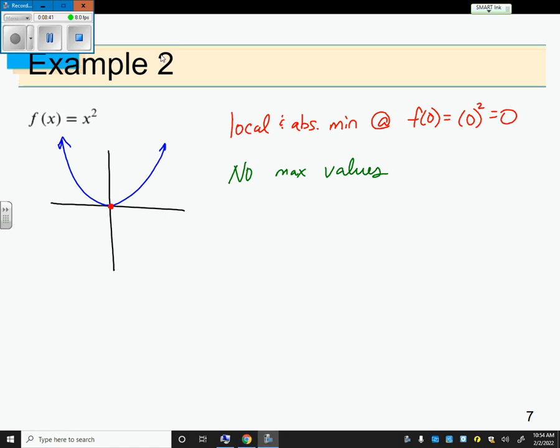I hope I'm back rolling again. I accidentally hit stop instead of, oh, well, let's go with it. I'll check it later.